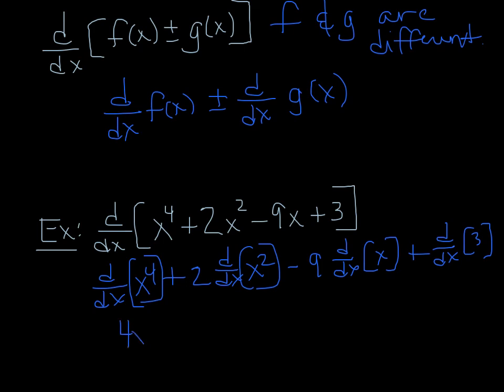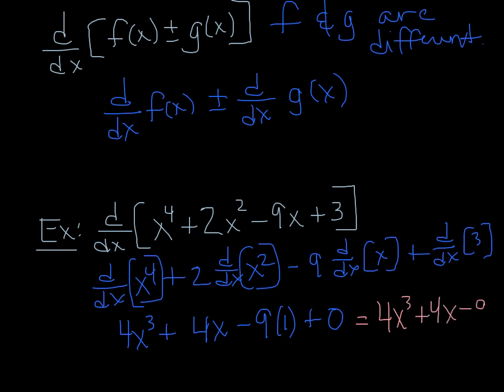So apply the power rule for x cubed, plus 2 times the derivative of x squared. Well, we know that x squared's derivative is 2x, so 2 times 2x is 4x. Minus 9 times the derivative of the identity, but the derivative of the identity is just 1. Plus the derivative of 3. Well, the derivative of 3 is going to be 0 because 3 is a constant. So my simplified version would be 4x cubed plus 4x minus 9. That's my f prime of x value.